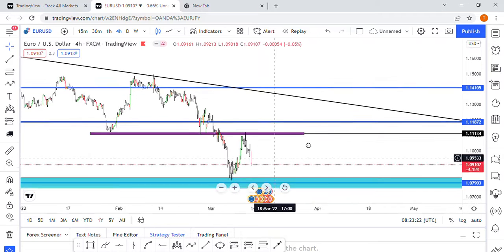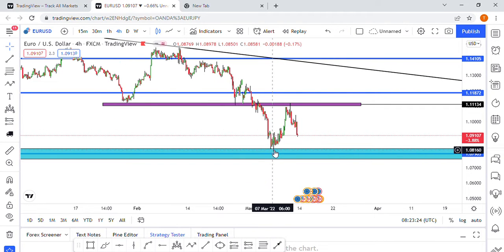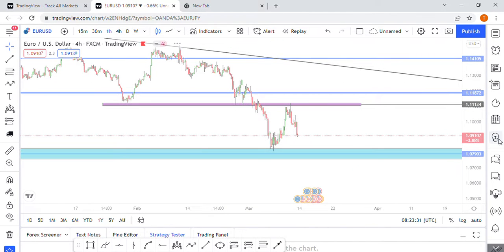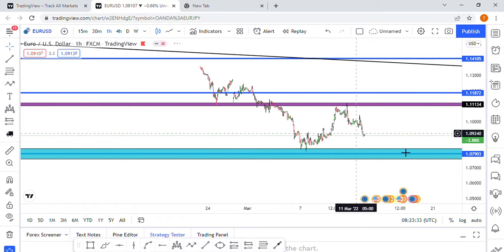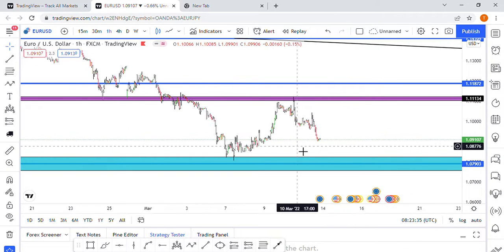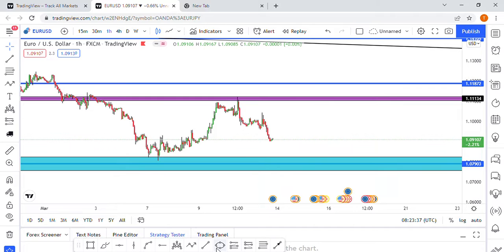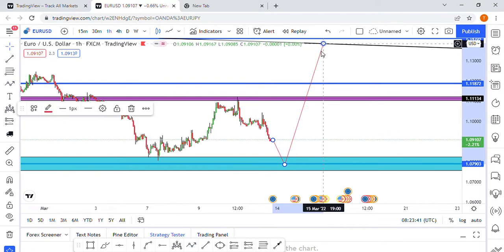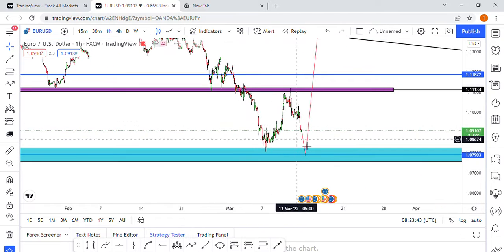You can see that already we have reacted from this level, shot up, then we faced resistance at this mini area of resistance, and then we shot down. So what I'm currently seeing is that price could potentially come back to this level and form a double bottom and then shoot all the way to the upside. So this is what I'm seeing on Euro USD.